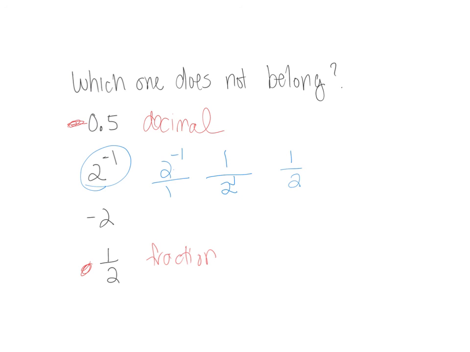So we now have the fraction form 1/2, we had the decimal form 0.5, and then we had this negative exponent form that was 2 to the negative 1, which is actually, as we can see when we simplify it, 1/2. And so therefore the thing that does not belong is this negative 2. All the other ones have the same value. Negative 2 is a completely different value.